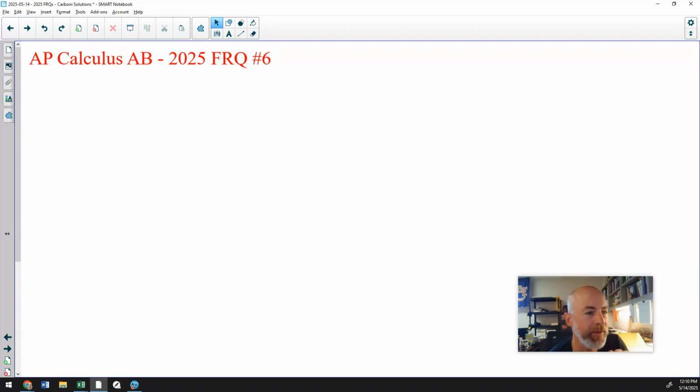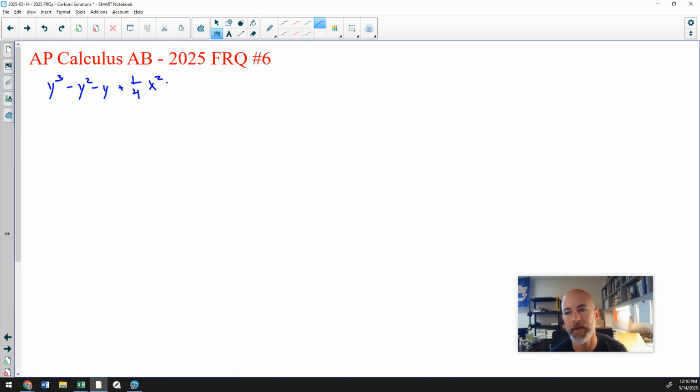So consider the curve G defined by, okay, implicit differentiation. The first question is a proof. They give you the answer. Anytime they give you the answer to a question and you have to show why the answer is what it is, that's a proof.